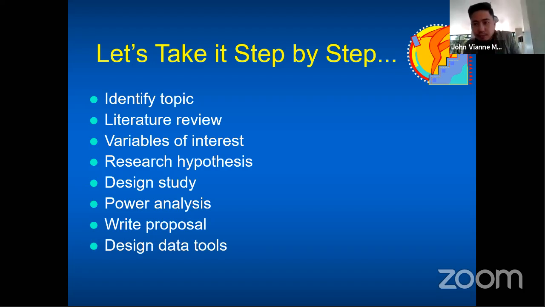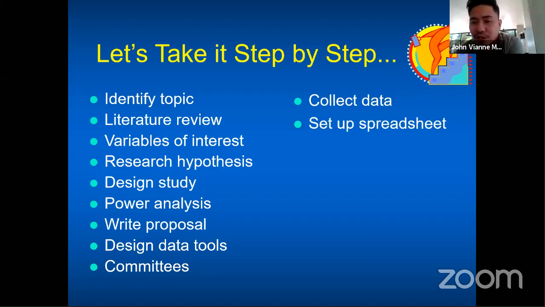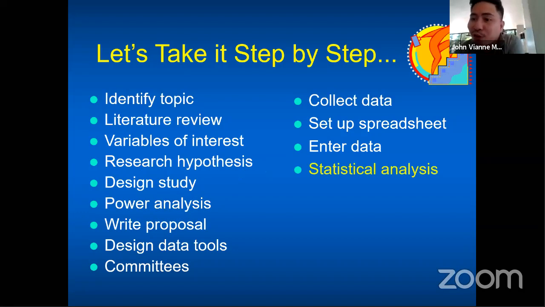Kung ano yung specific na instrument na gagamitin natin. Those data tools will be used in data collection. And then, of course, committees. Kailangan, dapat you present this in your panel. And afterwards, after getting approval from the panel that you're allowed to do data collection, you're going to set up your spreadsheet, or code book. Diyan ninyo i-encode ang data natin. Once you set up the spreadsheet or the code book, you encode your data and then you perform statistical analysis.